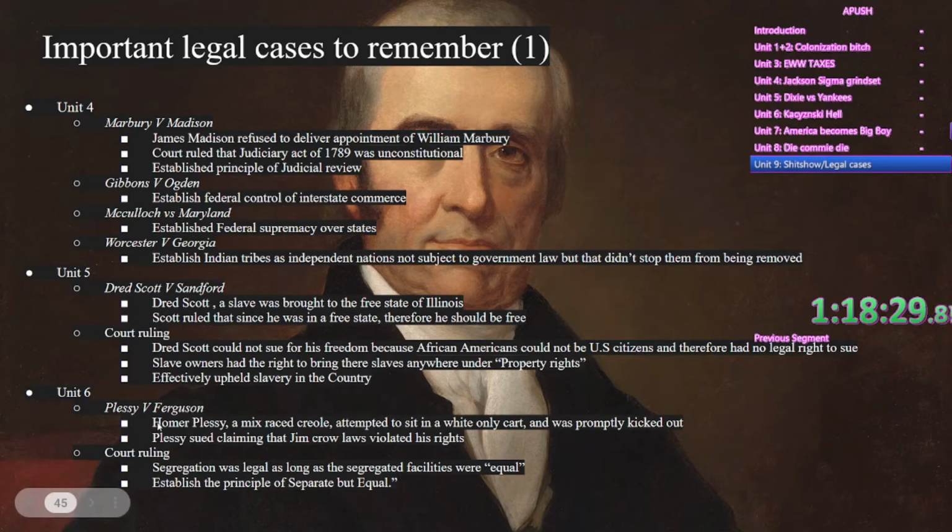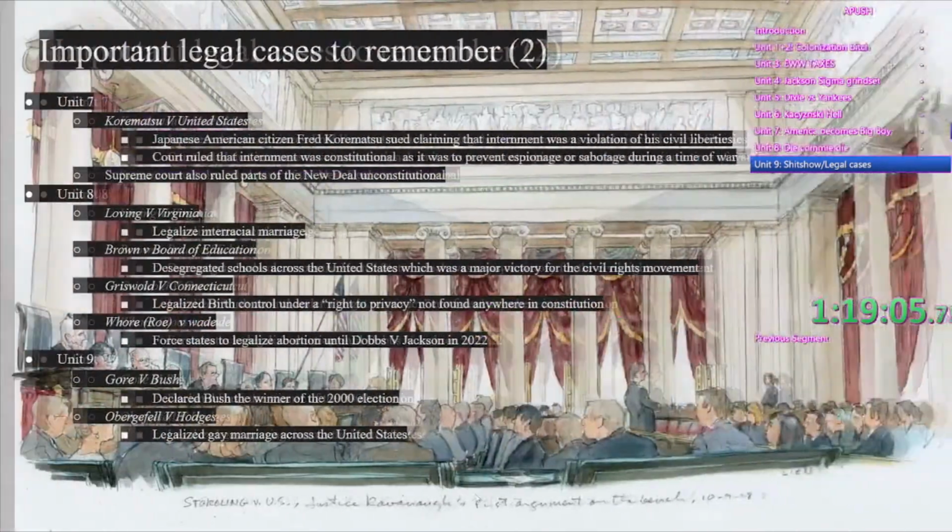Plessy v. Ferguson. There was a guy called Homer Plessy. He was a mixed race Creole. He attempted to sit in a white-only car in New Orleans and was promptly kicked out. He sued, basically claiming Jim Crow laws violated his rights. The court ruled that segregation was legal as long as the segregated facilities were quote-unquote equal, and this established the principle of separate but equal, which would be the dominant law until Brown versus Board of Education.